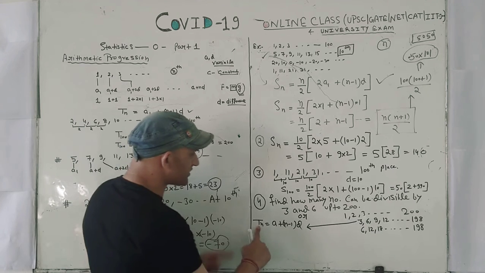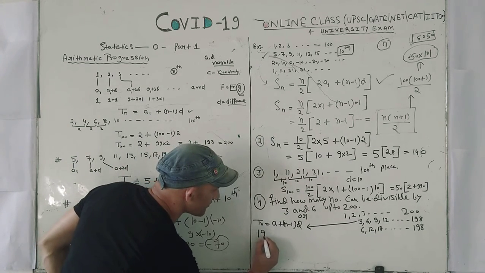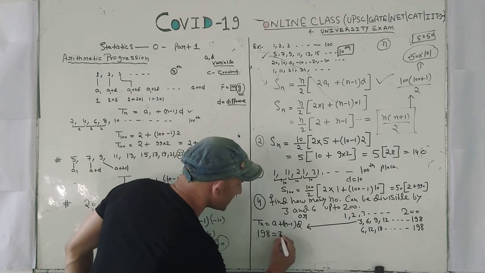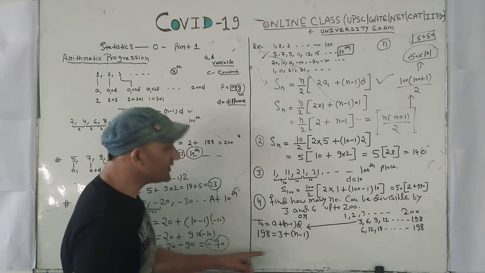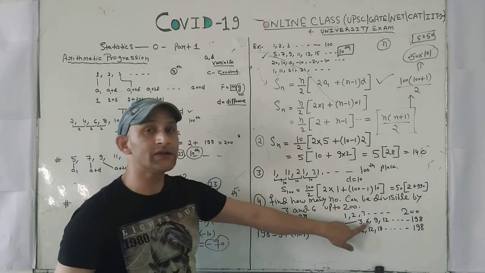So Tn means the last number. The last number is 198, which is equal to the first value plus n, where we have to find n, and d is the difference. So the difference between two values is 3.